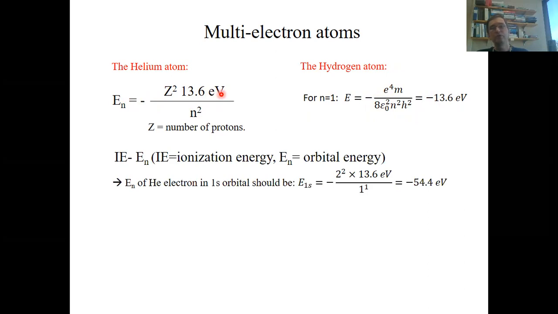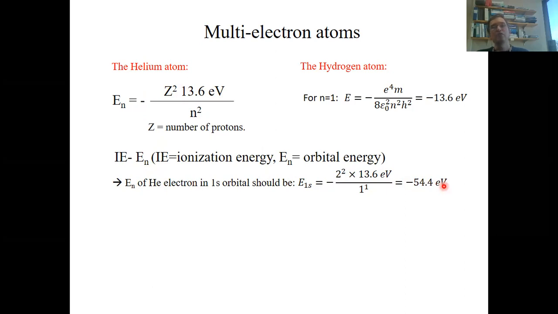So according to this equation here, the energy of the electrons in the helium atom should be 2 squared, because helium has 2 protons, times 13.6 electron volts over 1 squared. And of course with a minus sign, that should be minus 54.4 electron volts.